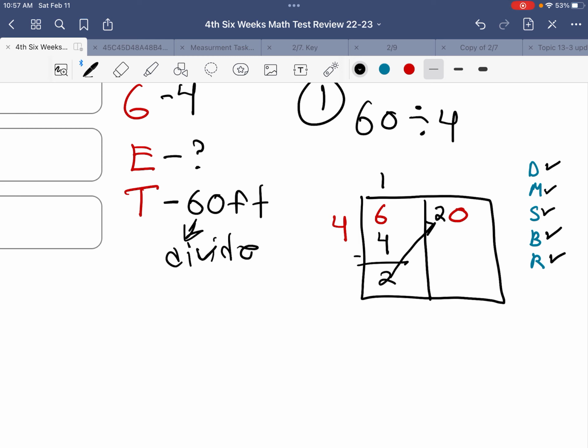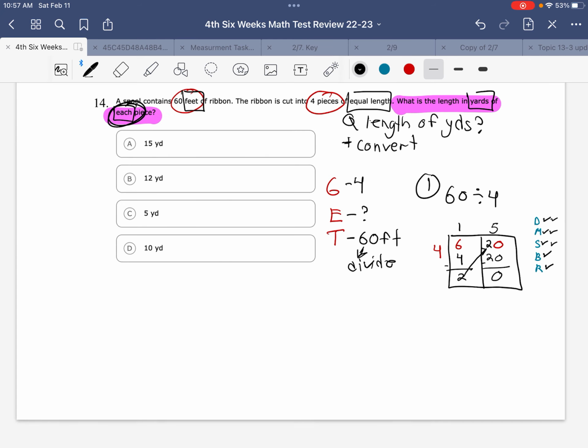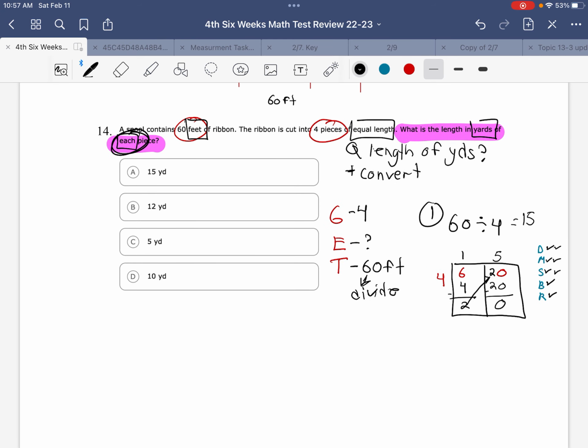4 can go into 20 5 times. I divided. 4 times 5 is 20. I multiplied. 20 minus 20 is 0. I subtracted. So that means 60 divided by 4 is 15 feet. Okay? But now my question is asking, what is the length in yards? So I've got to convert this 15 feet to yards. So that's my second step. I'm going to take my 15 feet and I'm going to convert it to yards.